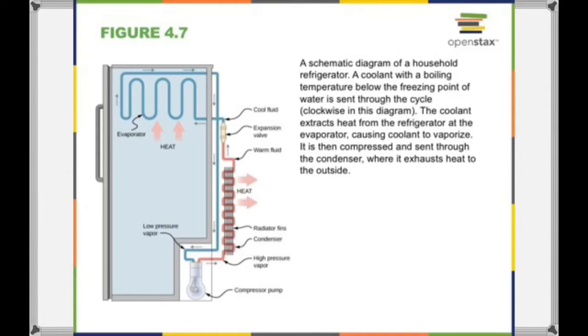And then you make it go through the process again. This happens several times in a minute, and very soon you have it cooled. So you see the compressor there, the compressor pump. You see the high pressure vapor. It's the vapor here, but then inside it becomes what they called low pressure vapor, which could also be a liquid, you know, low pressure vapor. So high pressure became low pressure on one side.